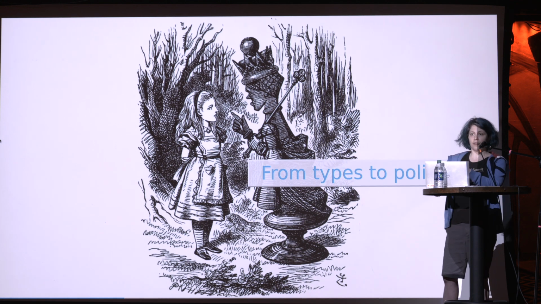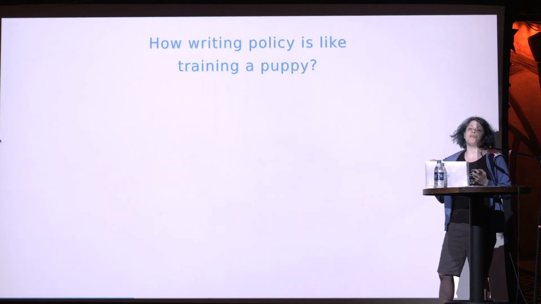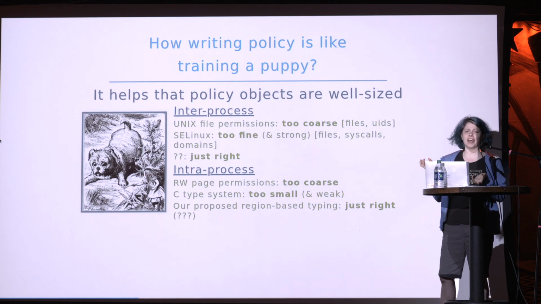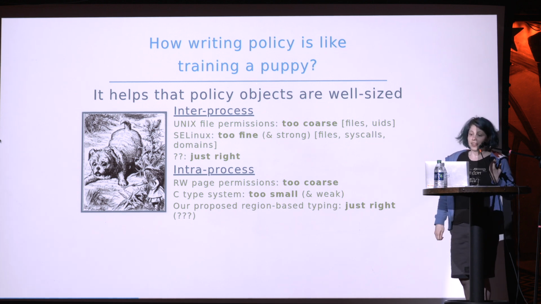So moving now from this type talk to policy, how is policy like training a puppy? Well, it helps that your policy objects are well sized. So if you're Alice and you shrunk down and you have this ginormous dog, it's not going to want to play with your tail stick.